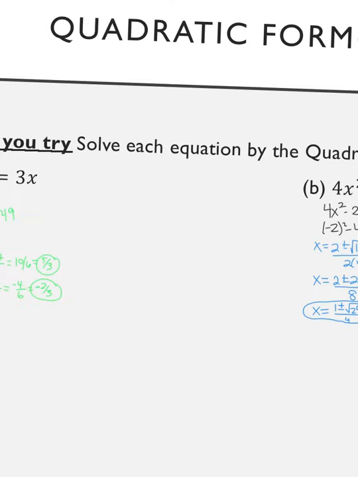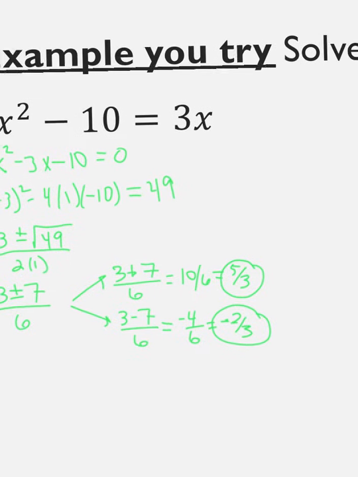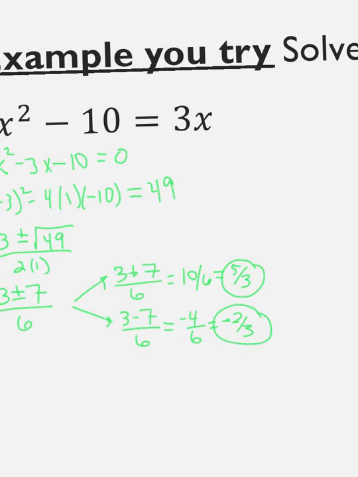Okay, so hopefully you found for A, you get 5/3 and negative 2/3. Remember, if your square root is a whole number, you do technically have 2 solutions, and you need to give me those numeric solutions. Every semester, I will have students just give me the 3 plus or minus 7 over 6. No, I want the 2 numeric responses.